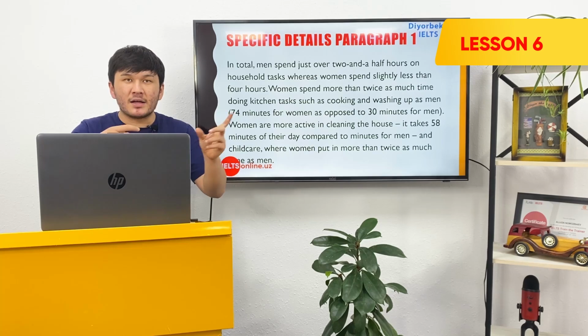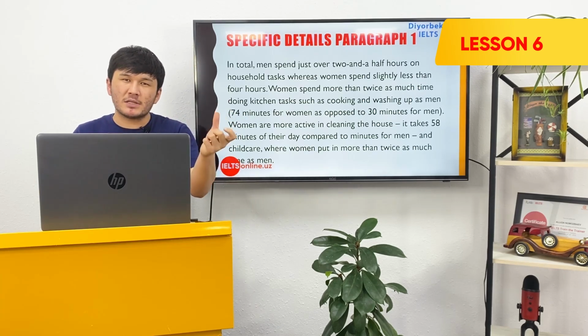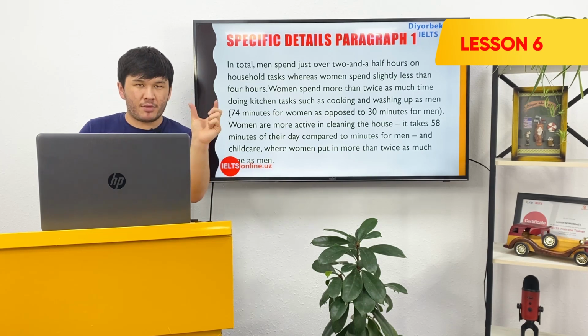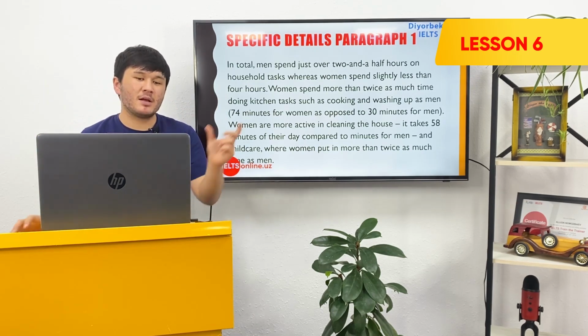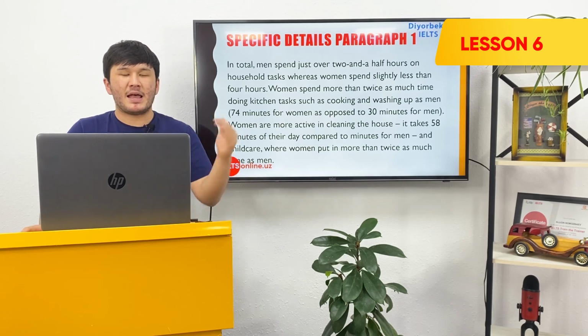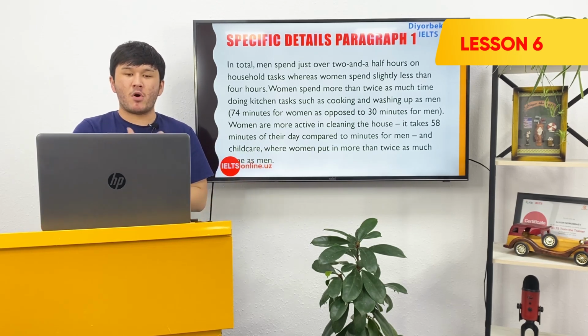And when we are grouping two items with opposite trend, we use as opposed to or compared to. So we put the number X and then as opposed to or compared to, then Y. Do you remember? 74 minutes for women as opposed to 30 minutes for men. So women are more active.